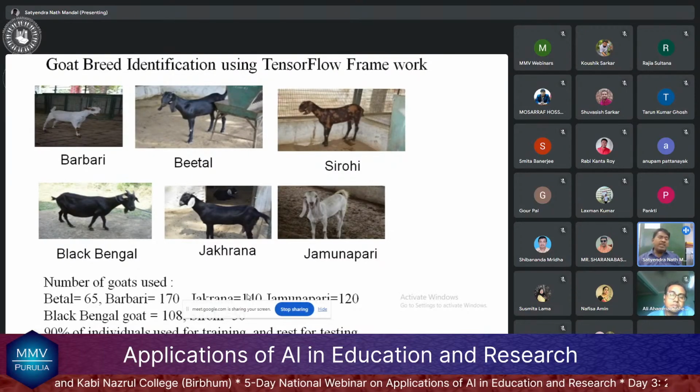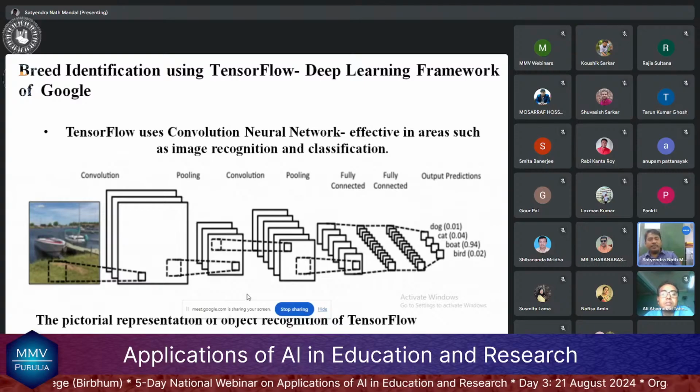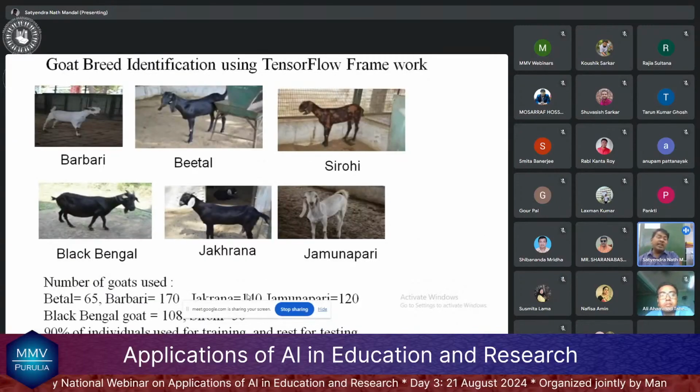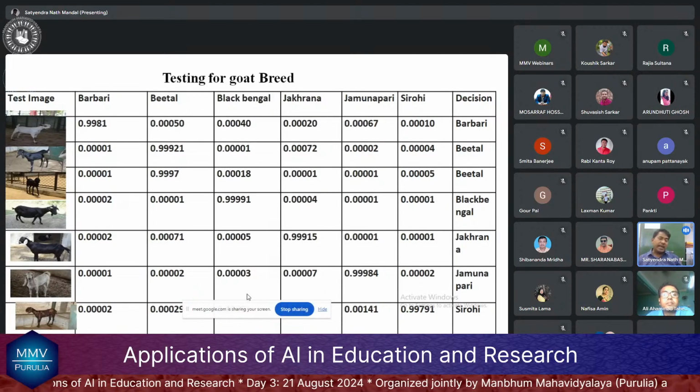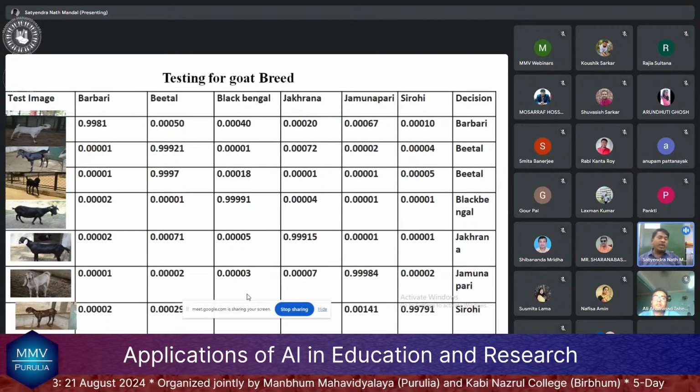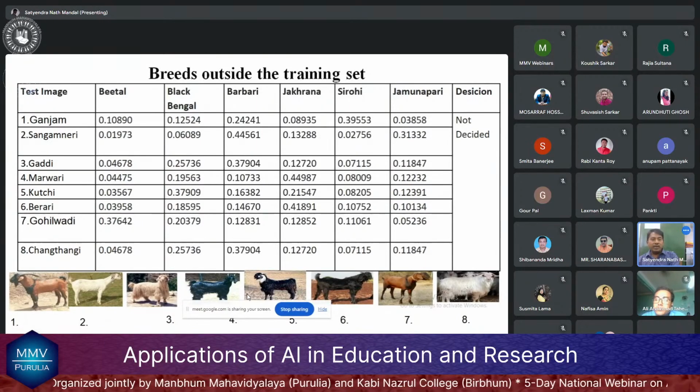What we did is simply take pictures and develop a deep learning model. Based on the deep learning model, we can identify them. We capture a huge number of pictures, and among them we separate training and testing sets. Using training, we develop a deep learning model. Based on the deep learning model, we identify them using the test set. Examples are Ganjam, Sangamneri, Gaddi.